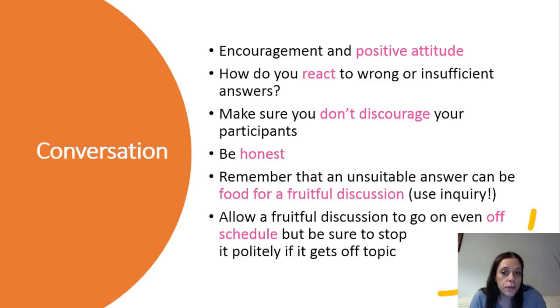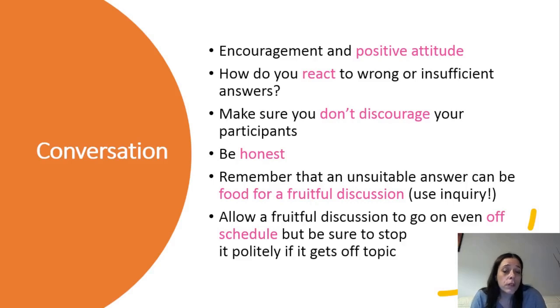Moving on to conversation, we talked a little bit about that earlier as well. You want to try and encourage your trainees to discuss with you, to share their ideas, and set a positive attitude. Make sure you're careful when it comes to reacting to wrong or insufficient answers. You don't really want to challenge them, in the sense that the way you respond to them needs to be subtle, so that they do not feel offended or disappointed or humiliated in front of the rest of the audience.